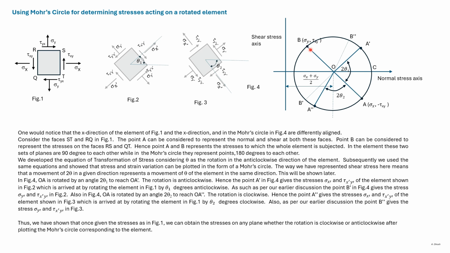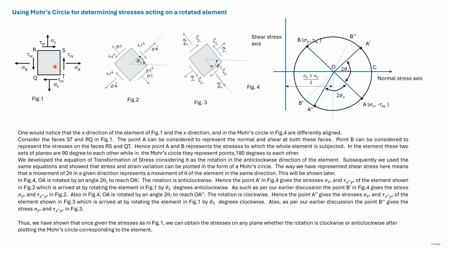OA and OB are 180 degrees apart. Perpendicular, these two sides are 90 degrees apart. So rotating the element by 90 degrees corresponds to a 180 degrees rotation in the Mohr circle. Or generally we can say a rotation of theta of the element corresponds to a rotation of 2 theta in the Mohr circle.